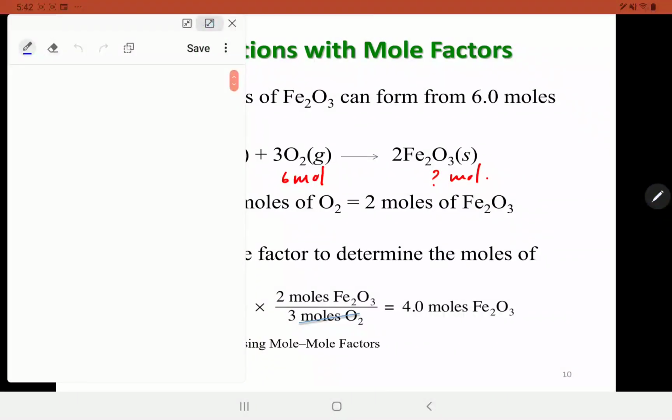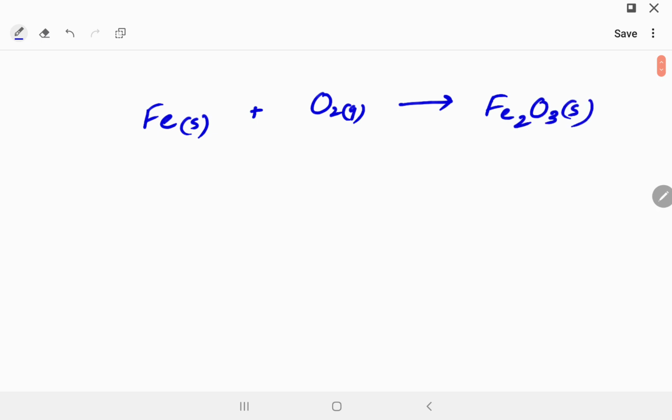Let me do this same calculation in a separate piece of note. So what I have is a reaction between iron and oxygen. When you're writing a reaction, you always write it first with the states. Iron is a solid, oxygen is a gas, and this reaction will give you Fe2O3 as product, which is also a solid, a brown color solid.